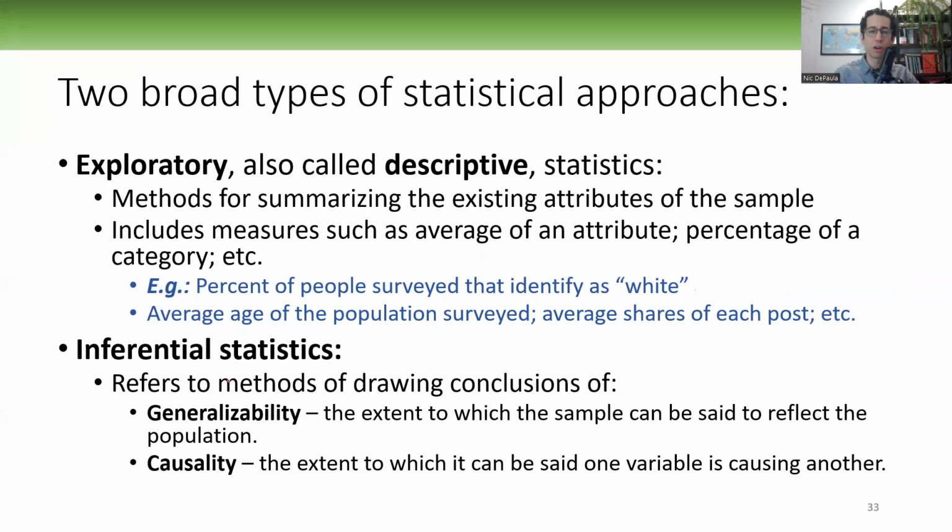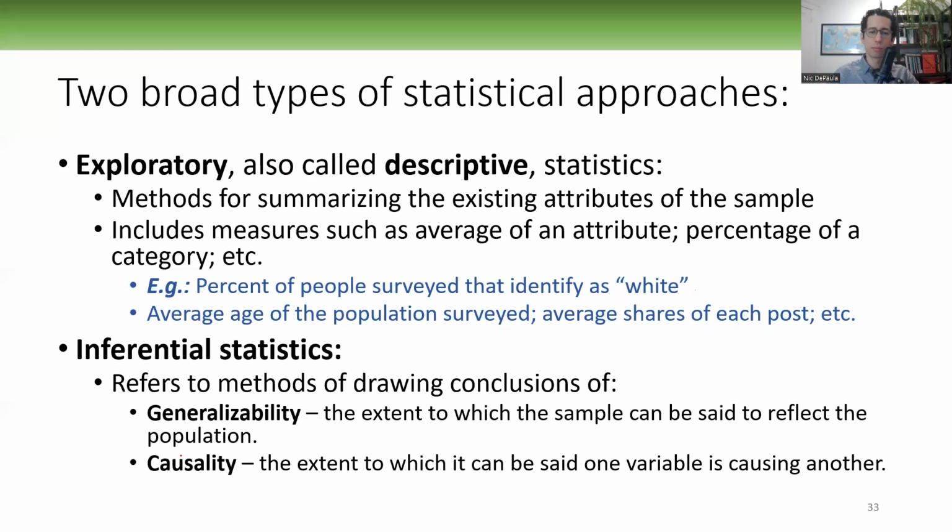And the inferential statistics are the set of methods for drawing conclusions of two kinds. We're really only doing two things when we're making inferences. One is generalizability. That is, we're trying to investigate the extent to which the sample can be said to reflect the population. Because we often are dealing with a sample and not the whole population, we want to make sure that the group of individuals that we were able to acquire can actually represent the population. That's what we mean by generalizability. The sample has to be generalizable to, or representative of, the population.